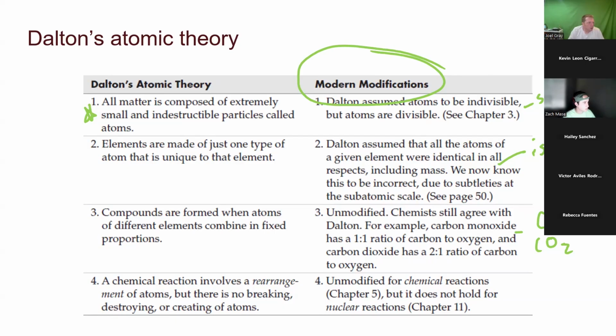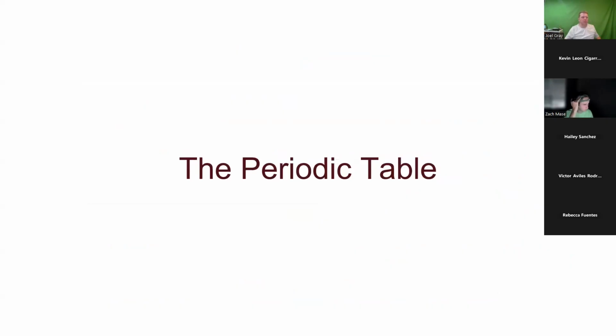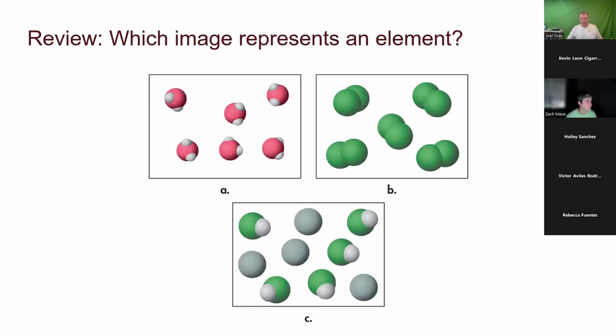All right. So these are Dalton's atomic theories that have been updated to present day. Now, that's all important information because when we go on to elaborate on compounds and how they're assembled and everything like that, that's an important component here. So we've got the periodic table, and we've talked about a couple of different things. Which one of these represents an element, A, B, or C?